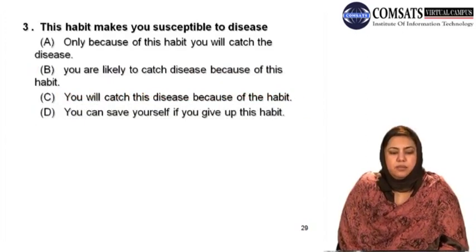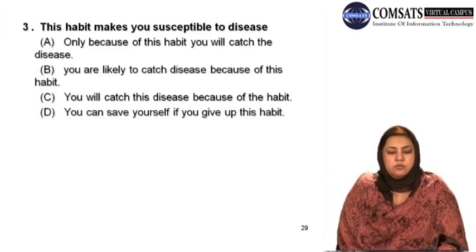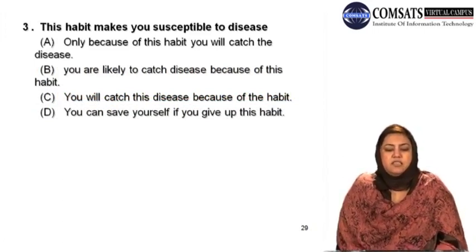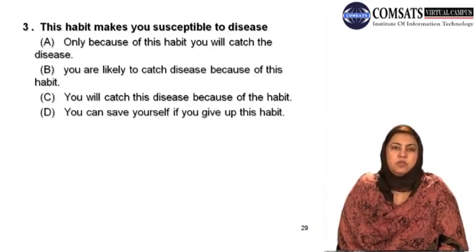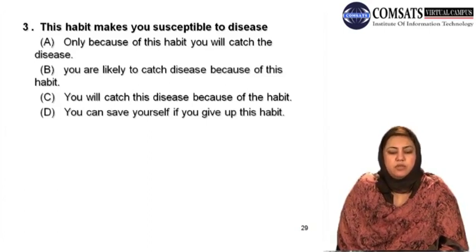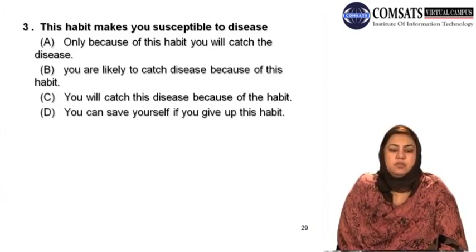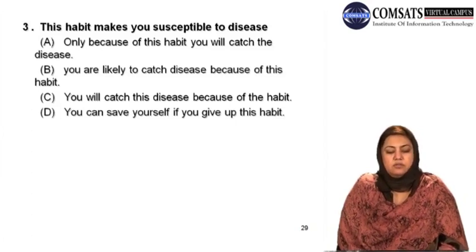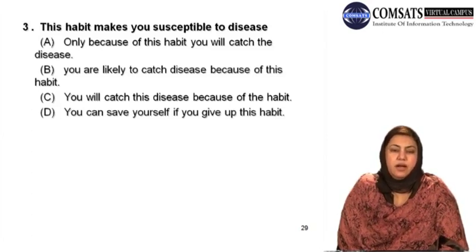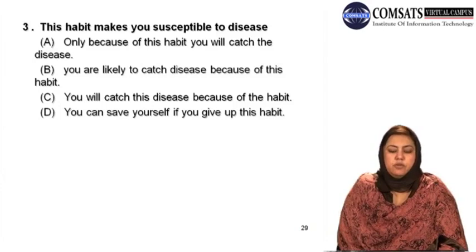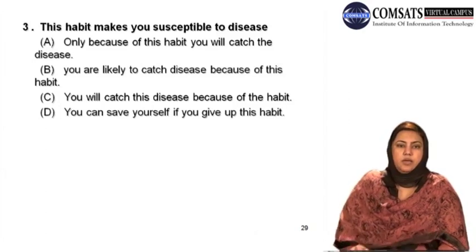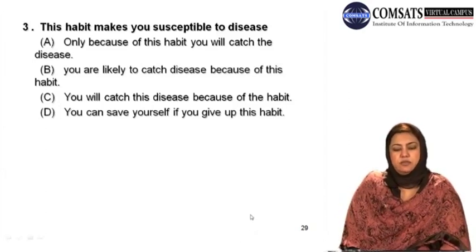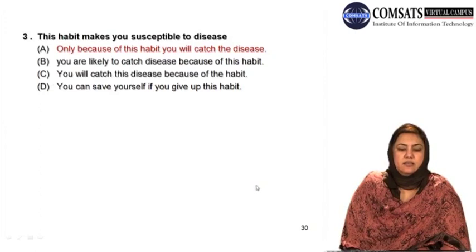Look at this example. Try to do this. This habit makes you susceptible to disease. 4 options are given. Option A, only because of this habit you will catch the disease. Option B, you are likely to catch disease because of this habit. Option C, you will catch the disease because of the habit. And option D, you can save yourself if you give up this habit. Which one do you think is correct? Okay, if you have identified the correct answer for yourself, let us move on to the next slide.